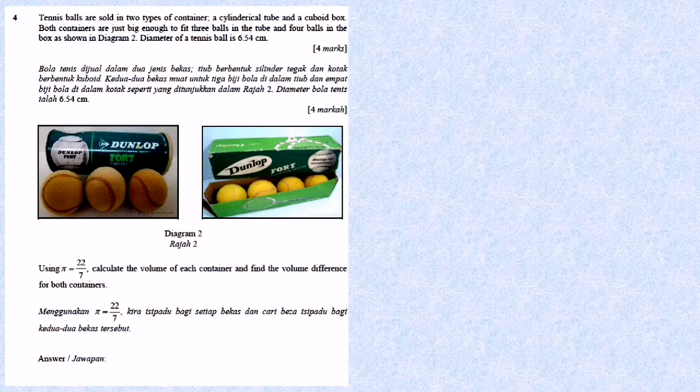Question number 4. Tennis balls are sold in 2 types of container, a cylindrical tube and a cuboid box. Both containers are just big enough to fit 3 balls in the tube and 4 balls in the box as shown in diagram 2. The diameter of a tennis ball is 6.54 centimeter. Using pi equals 22 over 7, calculate the volume of each container and find the volume difference for both containers.